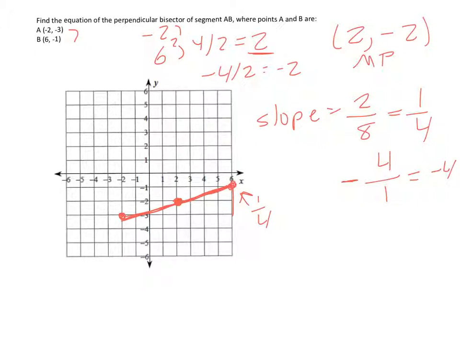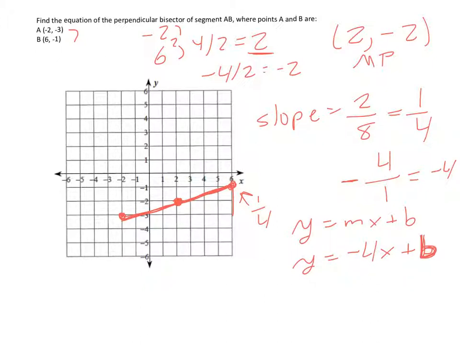That's a really good starting point. We know the equation is y equals mx plus b, where m is the slope. So far, the equation of our perpendicular bisector is y = -4x + b. All we're missing is this b value. What is the y-intercept? If we get that, then we'll have the equation.